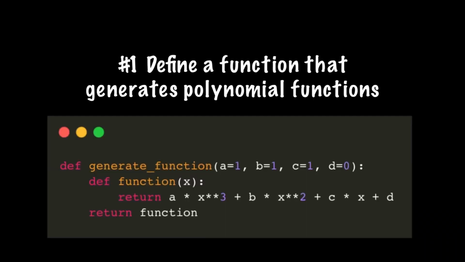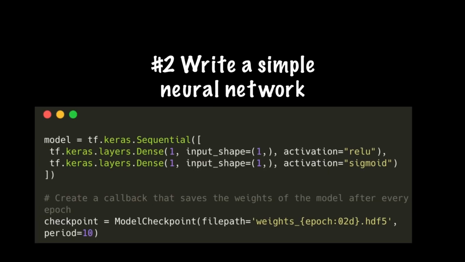In this video, we're going to learn how to visualize a neural network learning complex functions. The steps to do this will be: we're going to start by defining a function that generates up to third-degree polynomial functions. Then we're going to write a simple neural network in Keras.